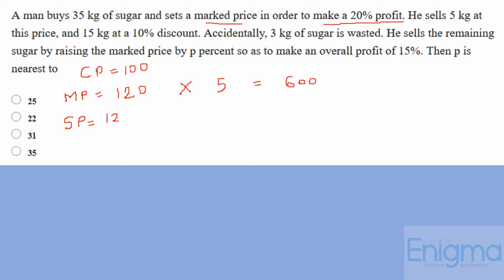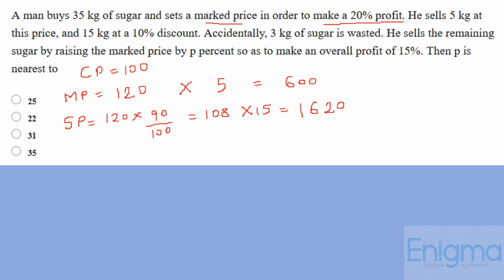So 120 into 10% discount. That means we can say the multiplying factor is 0.9 or 90 upon 100. We get the selling price as 108. Now, at a selling price of 108, he is selling 15 kgs. That means he is going to earn rupees 1620 from this transaction.